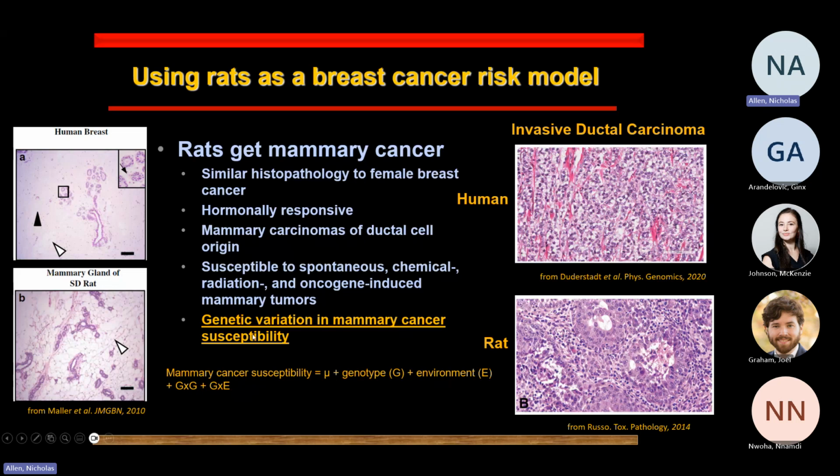And we have also now learned that genetic variation in mammary cancer susceptibility overlaps very much between humans and rats. Okay? So there's a lot of shared genetic variation in the trait of interest here. So again, I've written mammary cancer susceptibility, some kind of population mean, then it's going to depend on the genotypes and the environmental exposures, and then interactions between these genotypes, and also interactions between genotypes and environment.